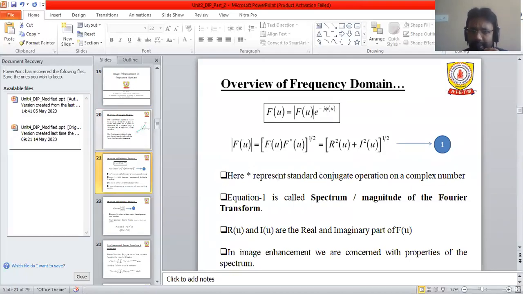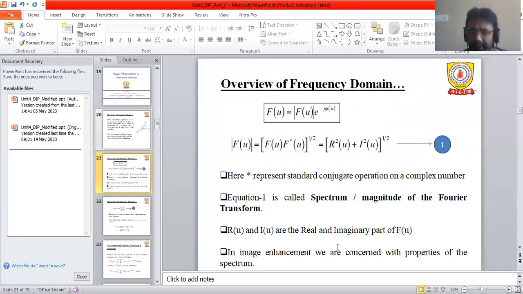Here, star represents the standard conjugate operation on a complex number. Whenever we talk about the frequency domain concept, the frequency domain generally deals with complex numbers. Now, equation 1 is called the spectrum magnitude of the Fourier transform. From this equation, one thing is clear: the Fourier transform is in the form of sinusoidal waveforms, a continuous waveform which represents the complex number. Now R of u and I of u are the real and imaginary parts of F of u.